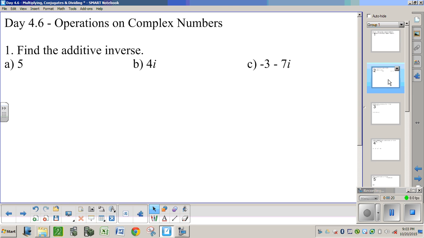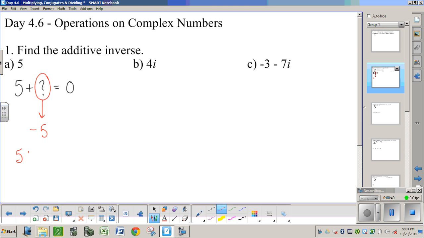So the first thing we're going to talk about is the additive inverse. The additive inverse is what you can add to a term in order for it to equal 0. So in other words, I would say 5 plus what would give me 0? What could you put in that place so that this value gave you 0 as a result when you added 5? Well, it would have to be negative 5, because 5 plus a negative 5 is equal to 0. So the additive inverse of positive 5 is negative 5.